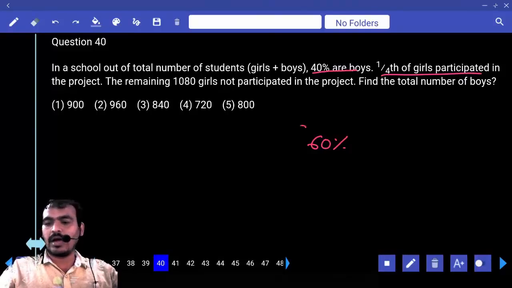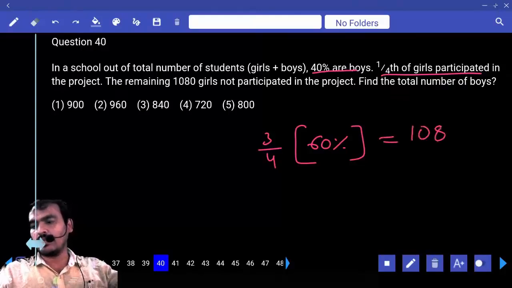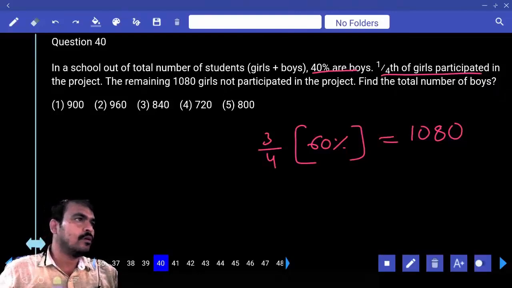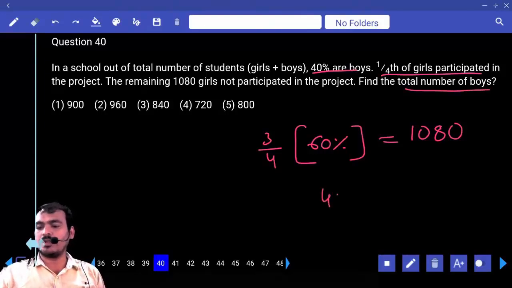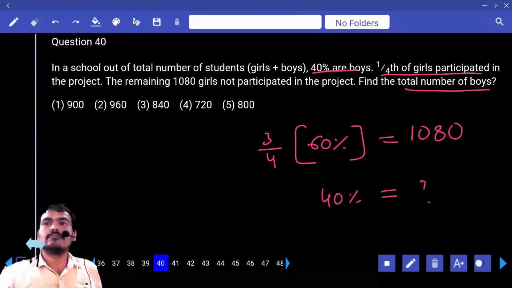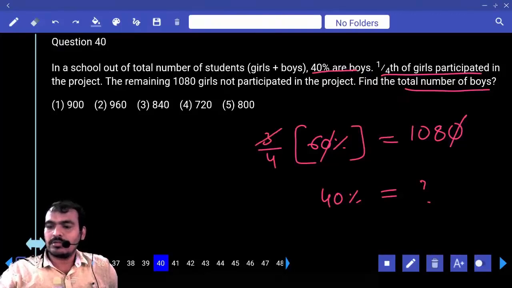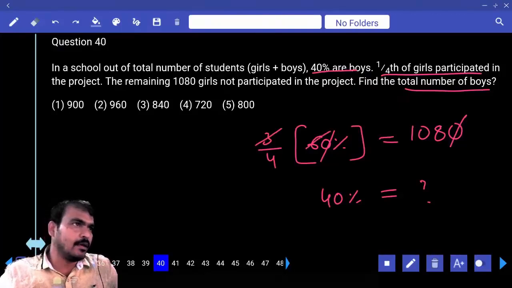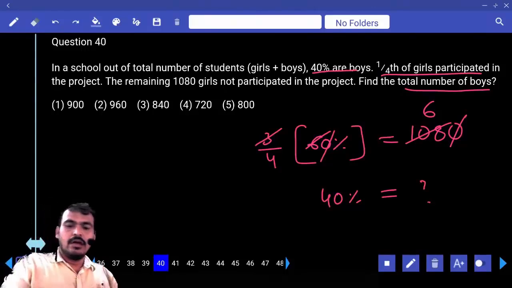60%. Out of the 60% girls, 1/4 are participating or not? 1/4 are participating means the not participating value is 3/4 or not? 3/4 of which one? 60%. 3/4 of 60% equals how many members? 1080 or not? Okay. What is the question here? Total number of boys means how much do we need? 40%. Okay. 0 0 cancel. 3 into 6, 18. 18, how many times? 6 times. 6 into 4 is 24, 24 into 40 is 960.